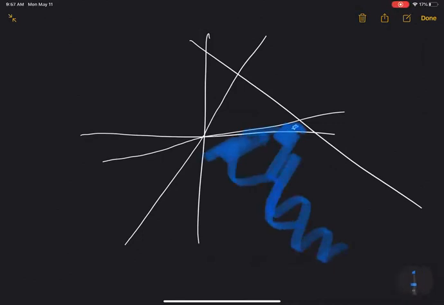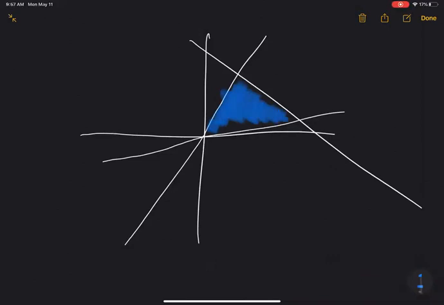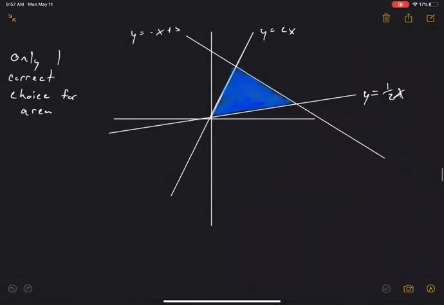Okay. So there's only one finite region enclosed by these three curves, and that would be this region in the middle. So on this side, it's enclosed by this curve y equals negative x plus 5. On this side, it's enclosed by y equals 2x. And then here, it's enclosed by y equals 1/2 x. Okay. So there's only one correct choice for this shaded region.